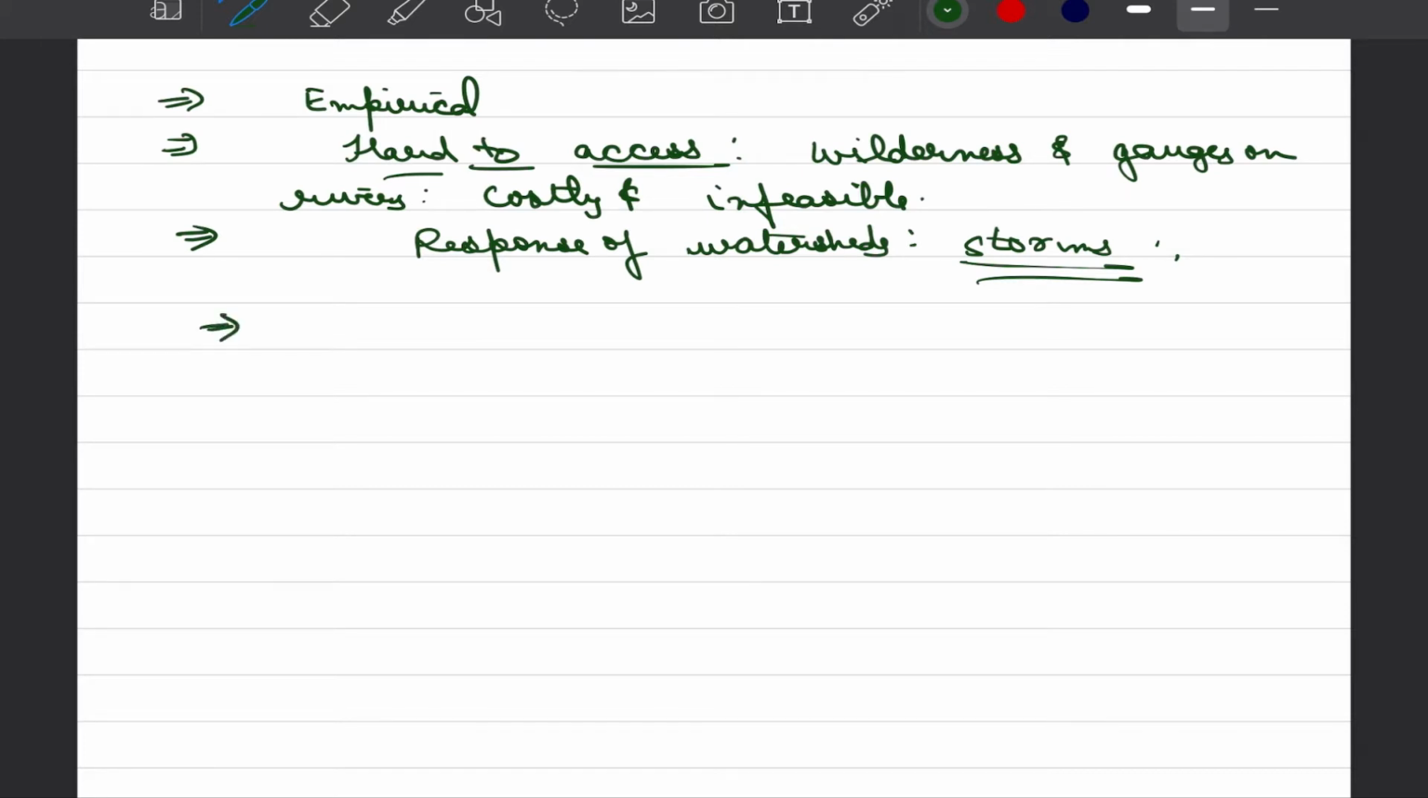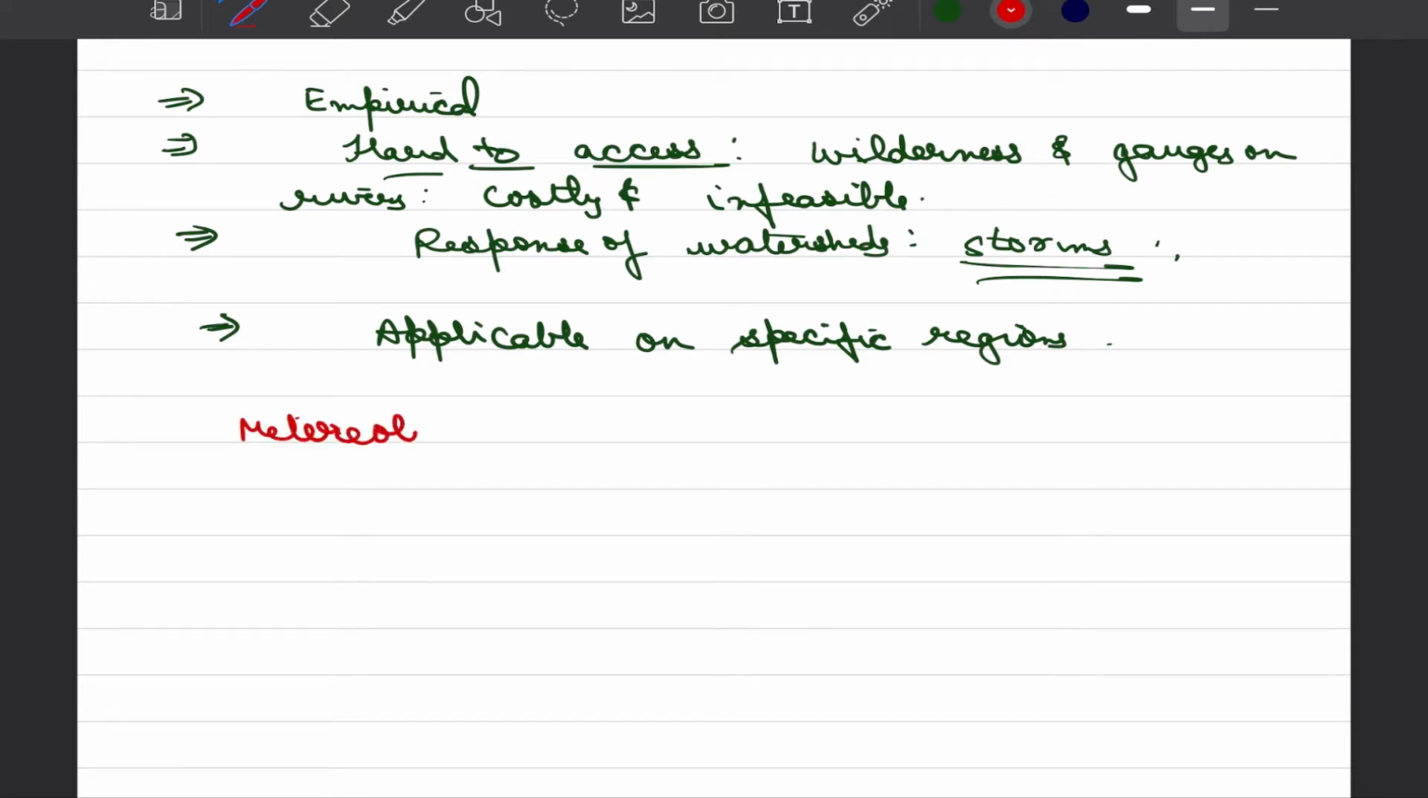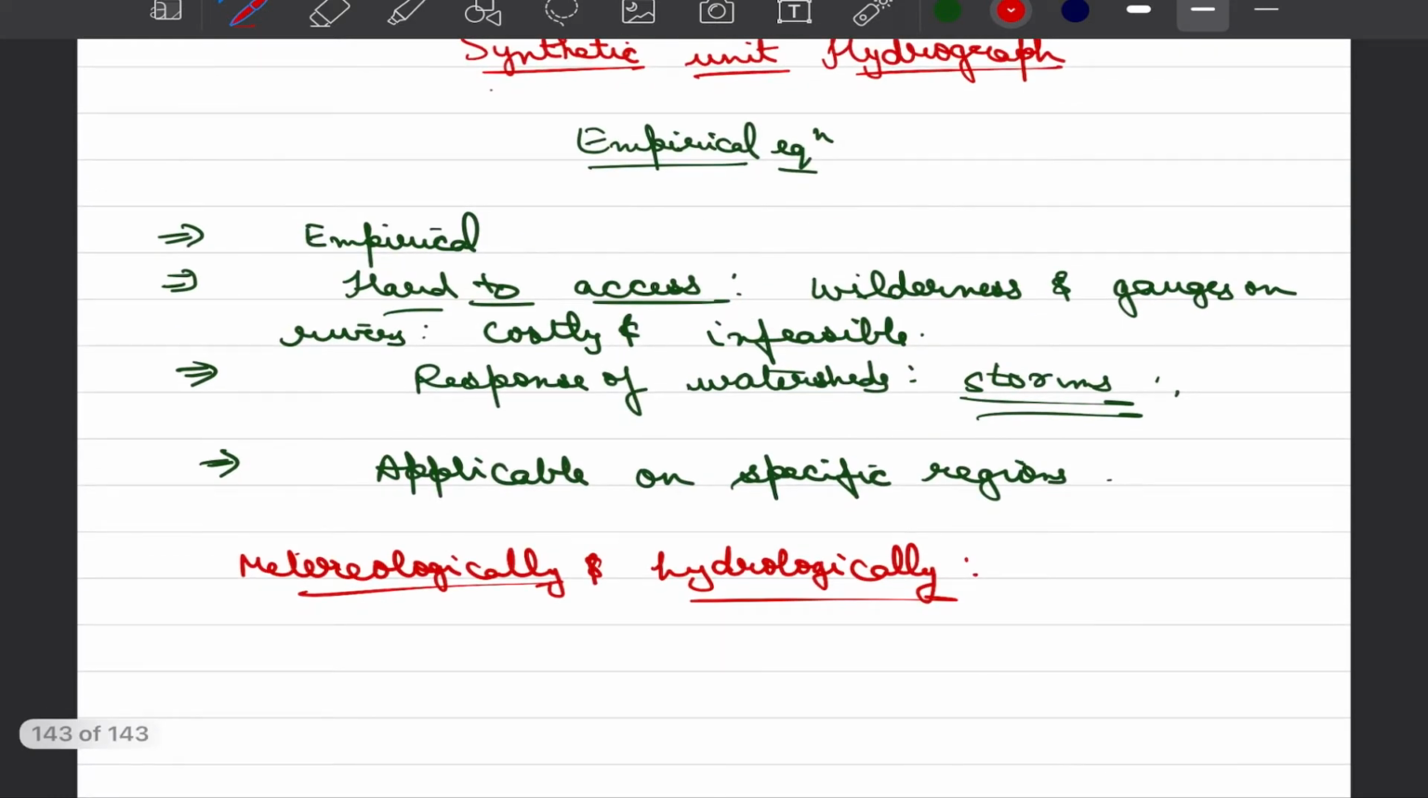And since they are developed empirically, they are applicable to specific regions only. That is, if I have developed these hydrographs for one basin, either they would be applicable only to that basin, or we will define a concept of meteorologically or hydrologically similar basins. So these basins have to be twins or siblings if we have to apply the hydrographs developed as part of synthetic unit hydrograph theory.